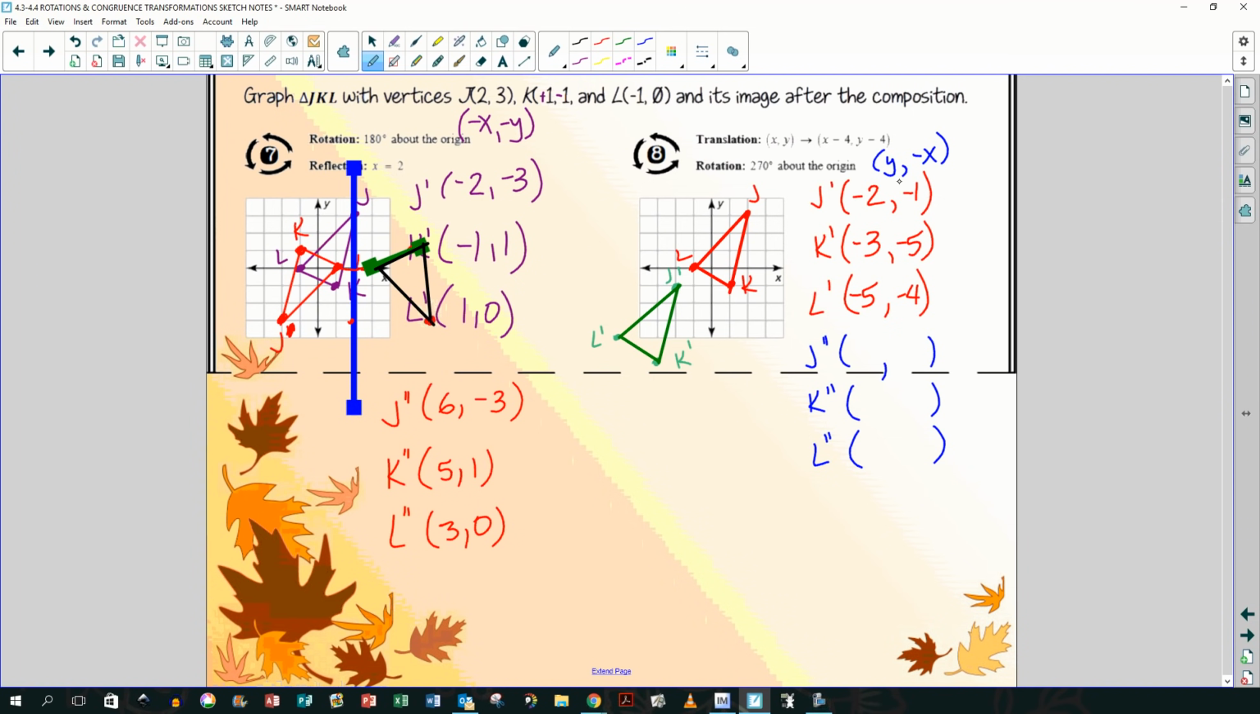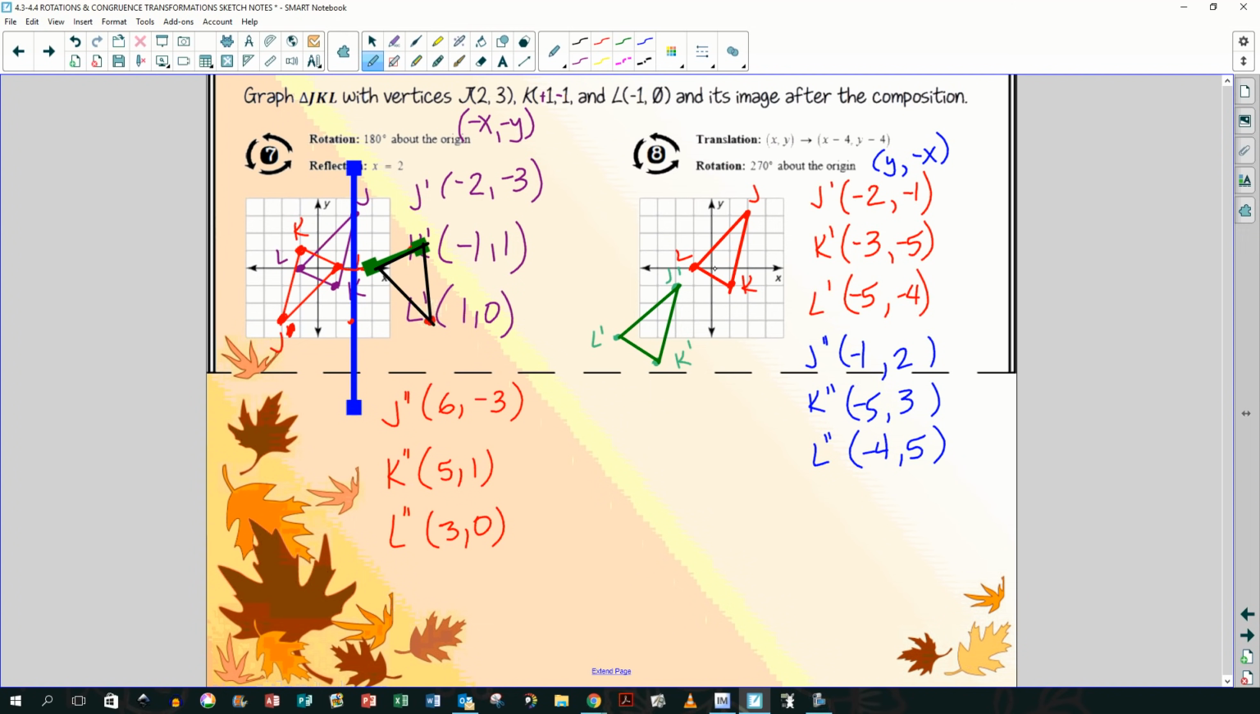All right, so the y is going to become my x. So this is -1, -5, -4, and then the x value becomes my y, but I switch the sign. So -2 becomes 2, -3 becomes 3, and -5 becomes 5. So this is my final triangle.